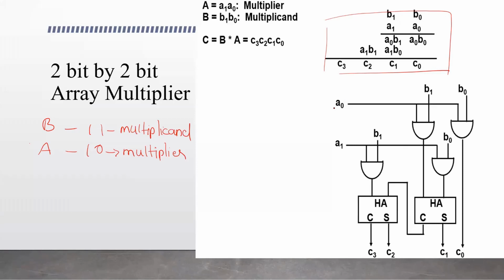Here, what is A0? This is A0 and A1, B0 and B1. So A0 is 0, A1 is 1, B0 is 1 and B1 is 1. When you perform this operation, you will get the result. If you want to check it, when B0 is multiplied with A0, you get 0, and here also you get 0, correct?